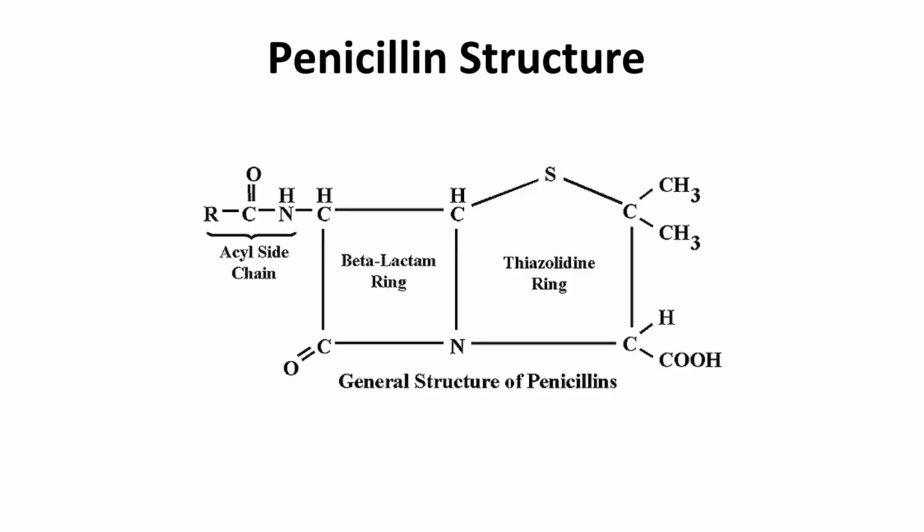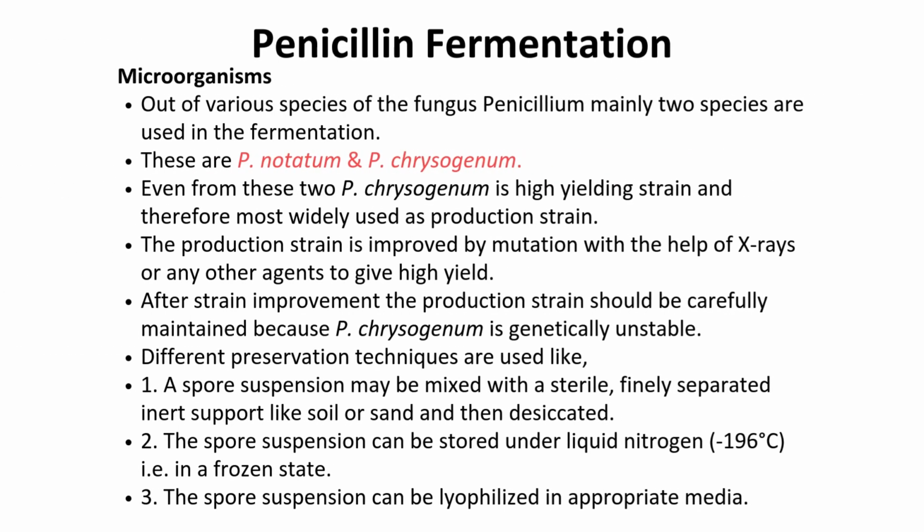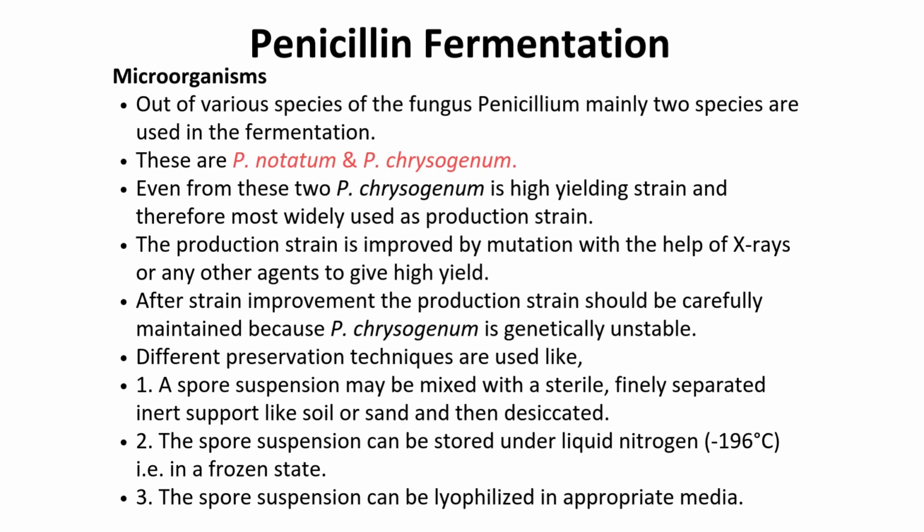Moving on, we will see the microorganisms used in penicillin fermentation. Out of various species of the fungus Penicillium, two main species are used, Penicillium notatum and Penicillium chrysogenum. Among these, Penicillium chrysogenum is the high-yielding strain most widely used in production. The production strain is often improved through mutation using agents like X-rays to increase yield. After strain improvement, it is crucial to carefully maintain the strain because Penicillium chrysogenum is genetically unstable.